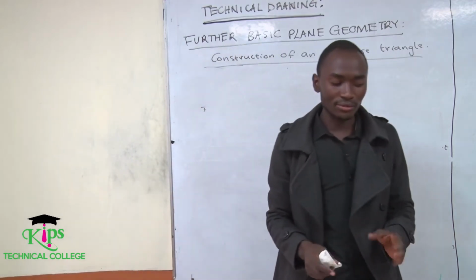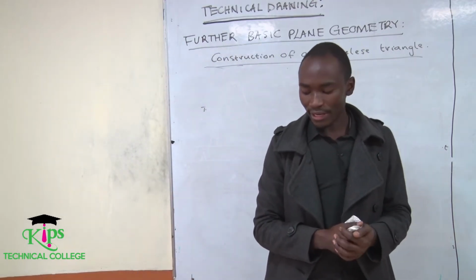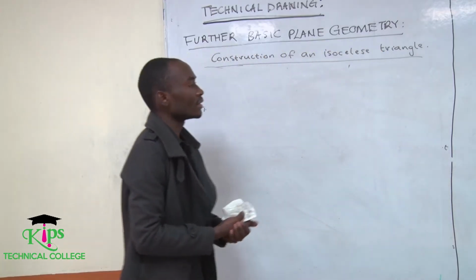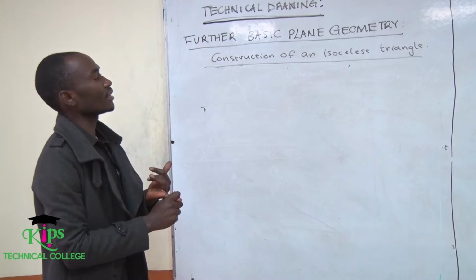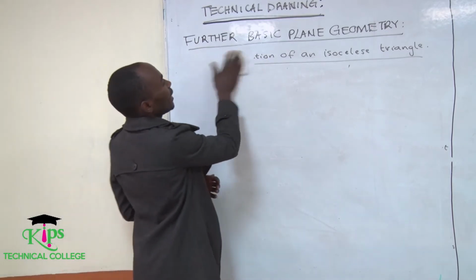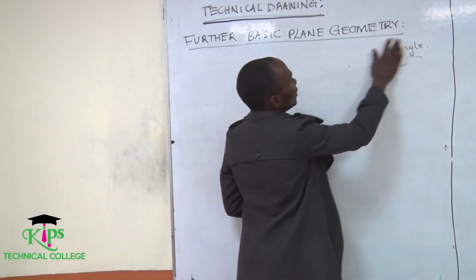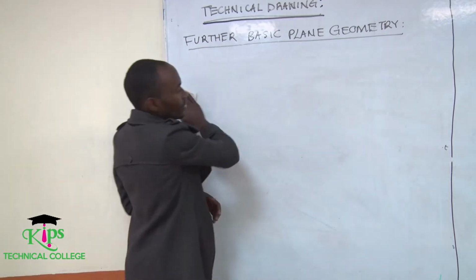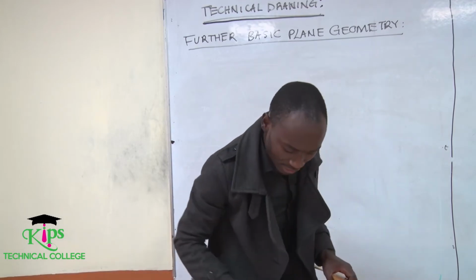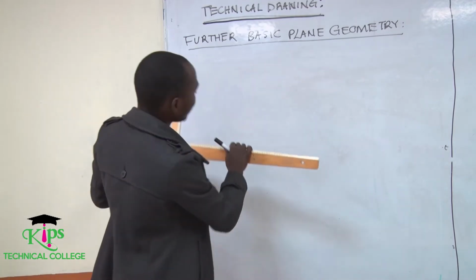Now I want us to construct a kind of triangle, then you get to identify what kind of triangle it is. Is it isosceles in nature, or is it acute, or whether isosceles or equilateral? So let's get to construct one. First of all, let me try to construct.